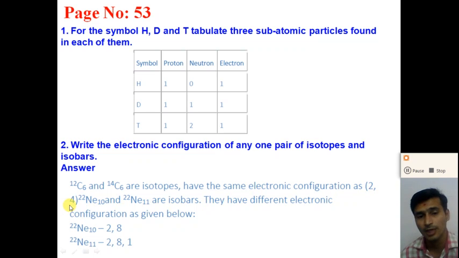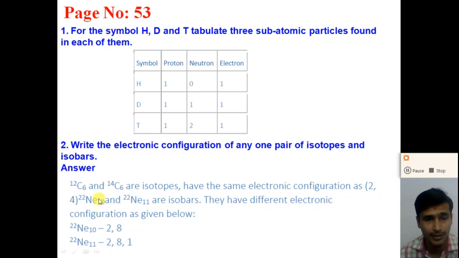Understand? But in isobars, the atomic mass, the mass number, is the same, but the atomic number is different. So they have a different electronic configuration. For example, select one pair of isobars: neon-22 and sodium-22, right, are isobars. Here the mass number is 22 but the atomic number is different. So in isobars the atomic number is different, so they have different electrons, right? So they have different electronic configurations.